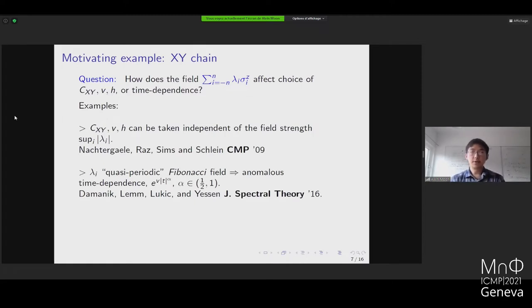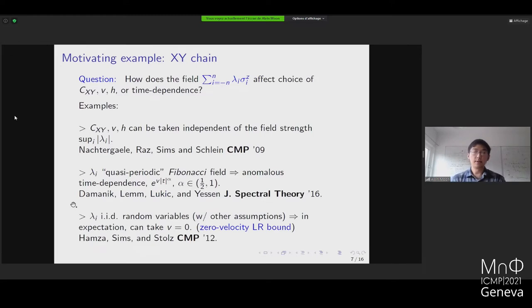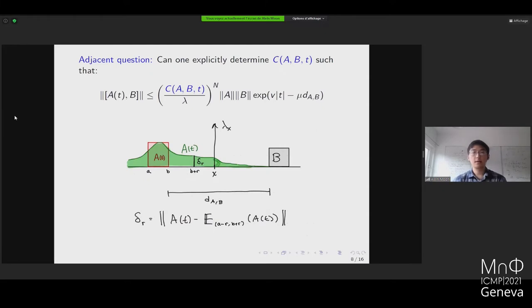Okay. Another result I want to mention, which is specifically for the XY chain, is that if you choose the couplings of fields to be quasi-periodic, a so-called Fibonacci field, then you have an anomalous bound that is a stretched exponential instead of an exponential. This is due to Damanik and others. And this is not a talk about disordered systems, but I want to mention that if you take the couplings of the field terms to be IID random variables, along with other physical assumptions, you can take, in expectation, the velocity to be zero, a so-called zero velocity bound. And the result I cite here is due to Hamza, Sims, Stolz.